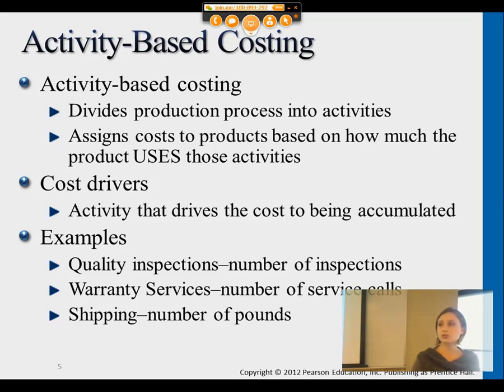Now we will also need to understand what those cost drivers are. We've already seen this cost driver in past chapters, right? So to define it, our cost driver is an activity that drives the cost to being accumulated, okay? Just as you would derive this definition from the term itself, cost driver. Whatever that activity is that drives the cost, okay?